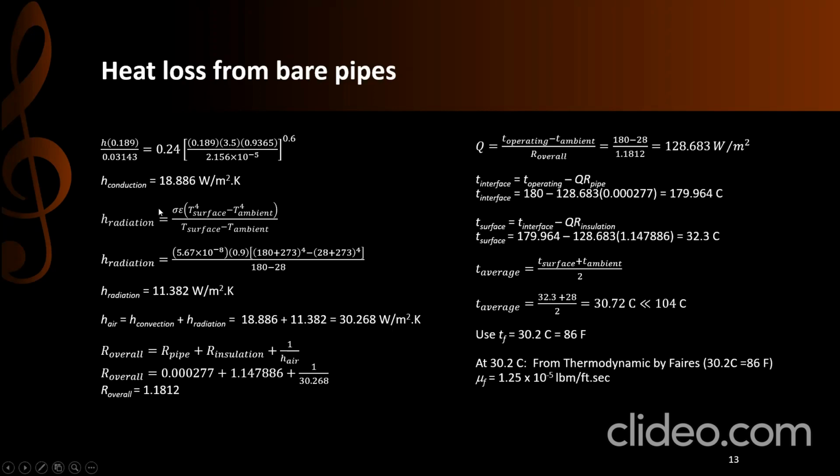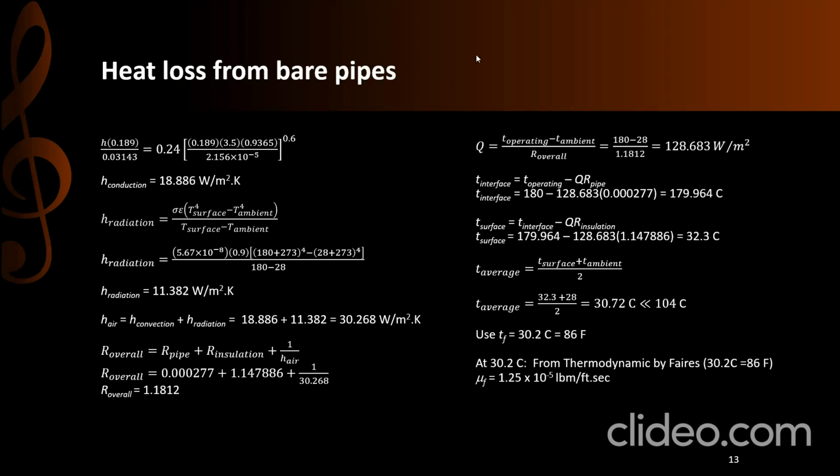Also, H radiation is equal to sigma E times T surface exponent 4 minus T ambient exponent 4 over T surface minus T ambient. Substitute values becomes 5.67 times 10 exponent negative 8 times 0.9 times 180 plus 273 exponent 4 minus 28 plus 273 exponent 4 over 180 minus 28 is 11.382 watts per meter squared Kelvin. Ito yung sa radiation. And total niyan is H air is equal to H convection plus H radiation is 18.886 plus 11.382 or 30.268 watts per meter squared Kelvin.